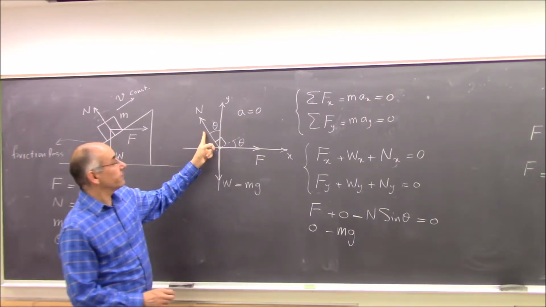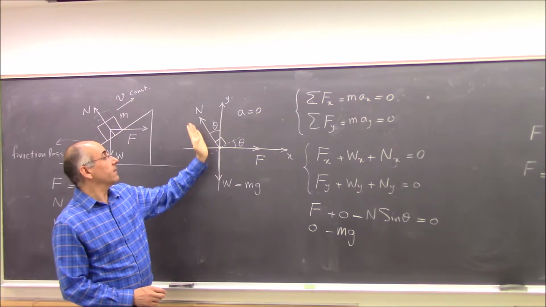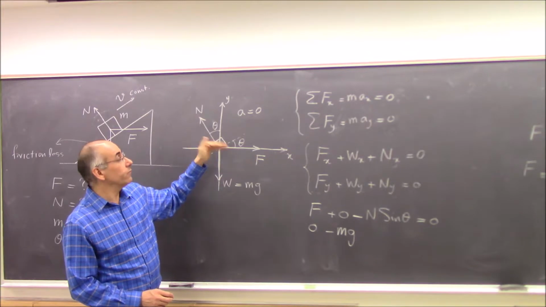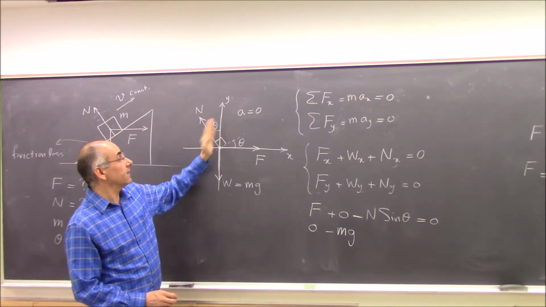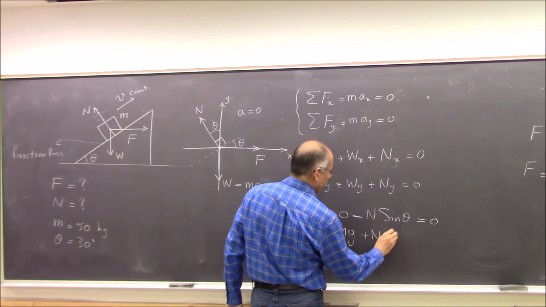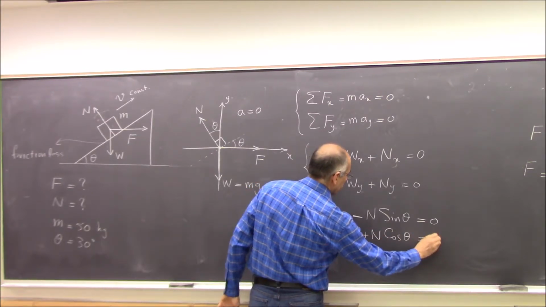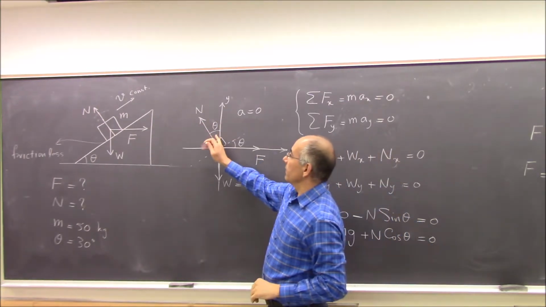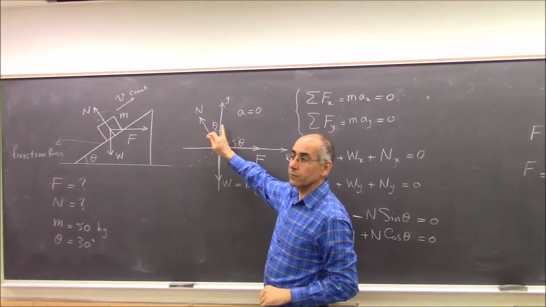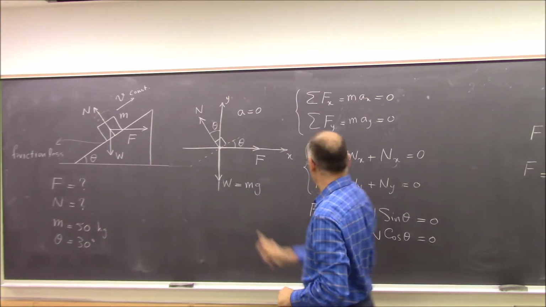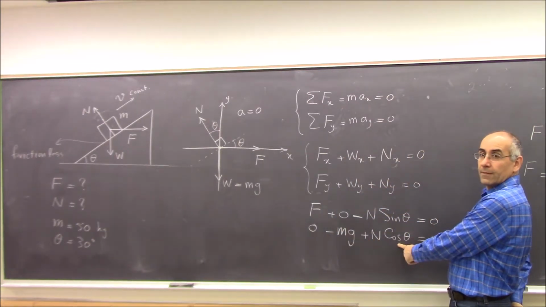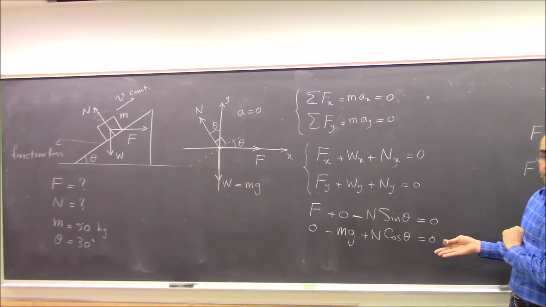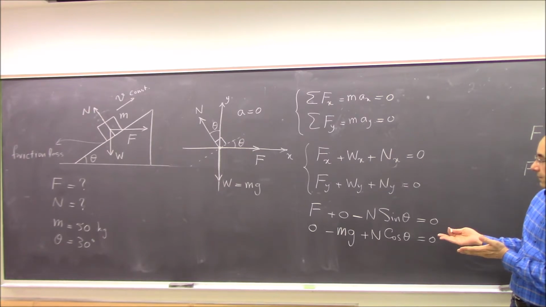And what is the y component of the normal force? Because the y component is adjacent to theta, it goes with cosine, and it falls in the positive direction, so it's positive N cosine theta. So negative mg plus N cosine theta equals 0. Now we have these two equations in terms of the magnitudes, and we can solve for each one.